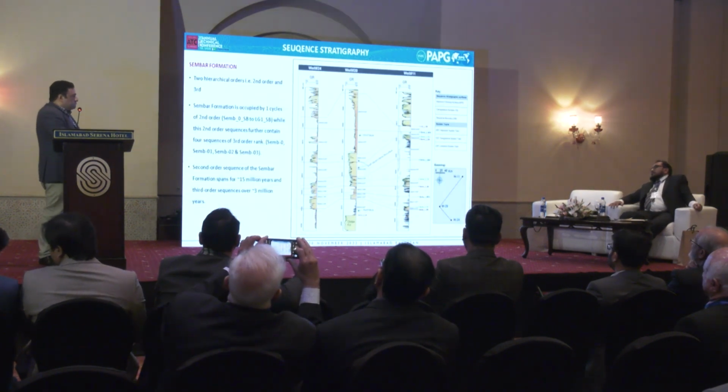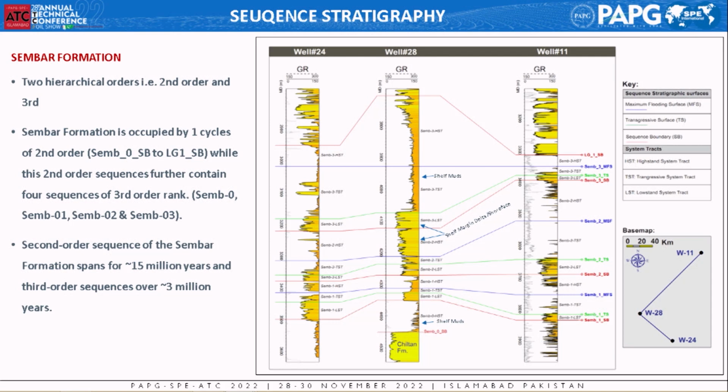This is the sequence stratigraphy of the lower Sambar formation. So Sambar formation is occupied by 1 second order sequence and 4 third order sequences. Here you can see very nice sands here, but these sands are tight and they have a porosity of about 5 to 6%.